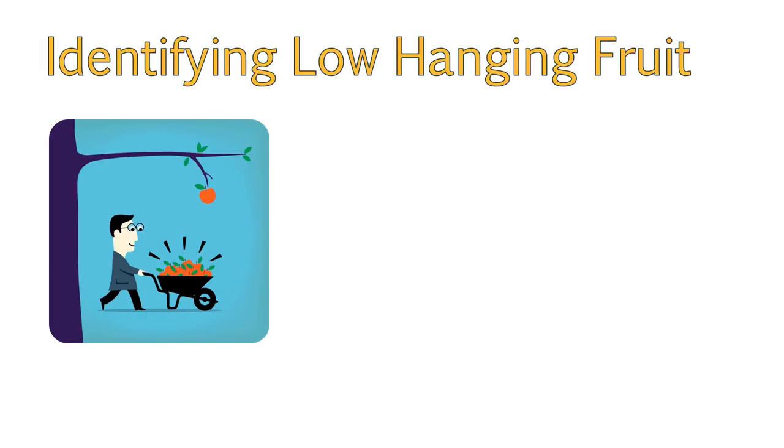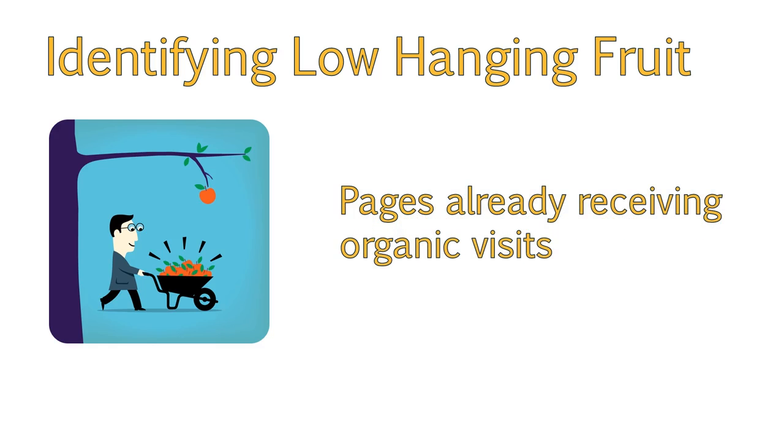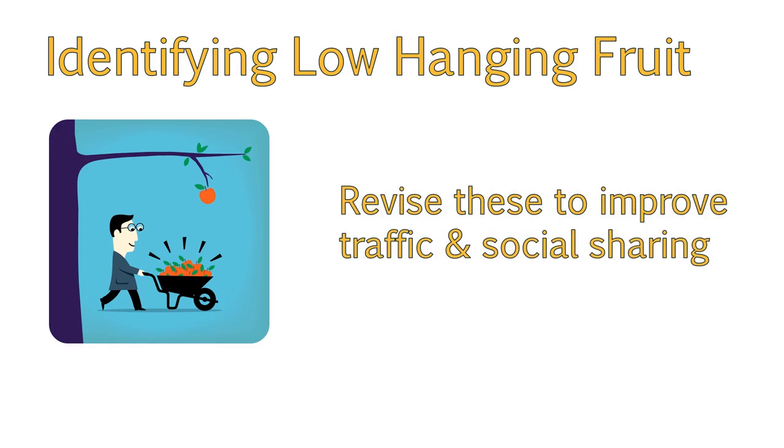The first step is identifying where we want to begin our analysis. If you have a larger site, you can easily get overwhelmed determining where to start. To begin with, let's identify low-hanging fruit. These are pages that are already receiving organic visits. We know there is an interest in these pages because they are already receiving traffic, and they can potentially be improved upon, which would result in more traffic and potentially more social sharing. There are a couple of ways you can do this depending on your preference and the size of your site.